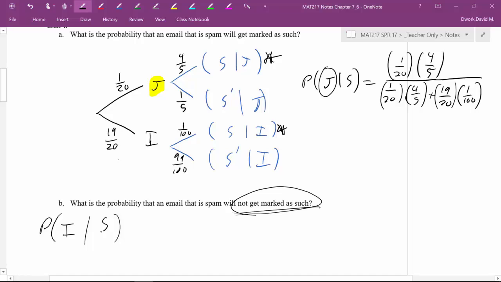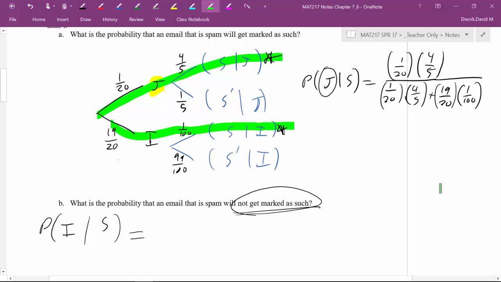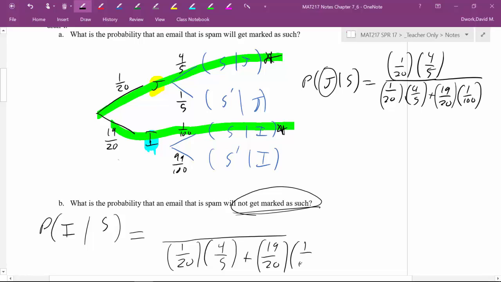So notice it's the exact same branches. It's the exact same. I'm going to use still the same starred rows because we still know it's spam. But now the question isn't what's the likelihood of it going to my junk box. The question is what's the likelihood of it going to my inbox? And so here we go. So it would be the exact same denominator because it's the exact same leaves. We know it is spam. So now the question is what's the likelihood that it gets the inbox? So the numerator now becomes 19/20 times 1/100.